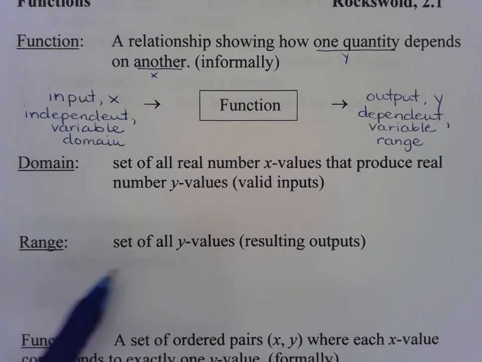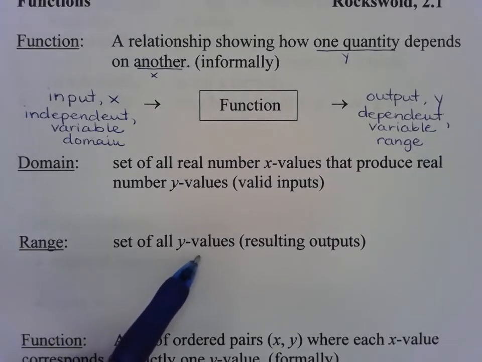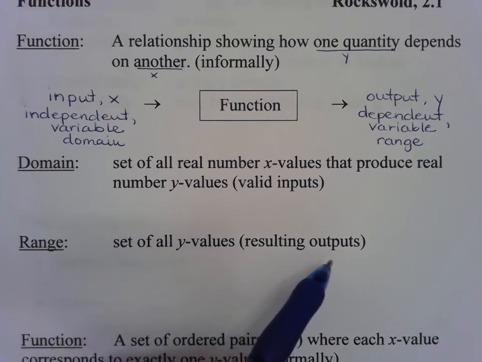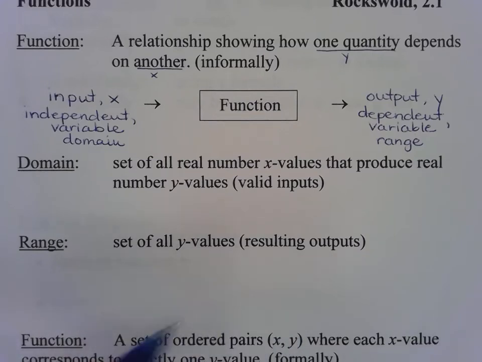Then the range is going to be the set of all the possible Y values, all the resulting outputs together. Some functions have every possible Y value, any real number. Some functions only have certain types of numbers. Maybe they're only positive. And so whatever numbers are possible to get out of my function or my relationship, those are in the range.